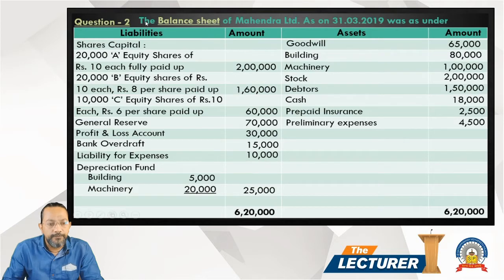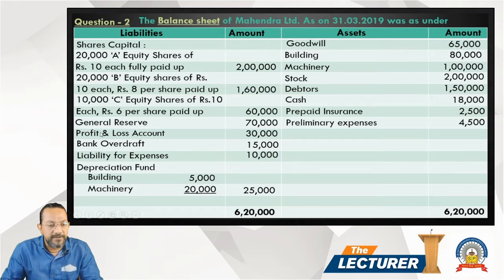Question number 2. The balance sheet of Mahindra Limited as of 31st March 19 was as under. In the balance sheet, on the liability side, share capital: 20,000 A equity shares of 10 each fully paid up, 2 lakh; 20,000 B equity shares of 10 each, 8 per share paid up, 160; 10,000 C equity shares of 10 each, 6 per share paid up. So the company has three types of equity shares, A, B and C. A is fully paid up, B and C are partly paid up.